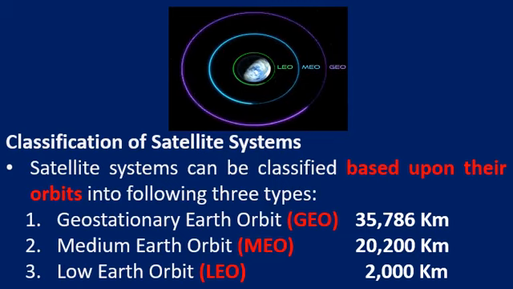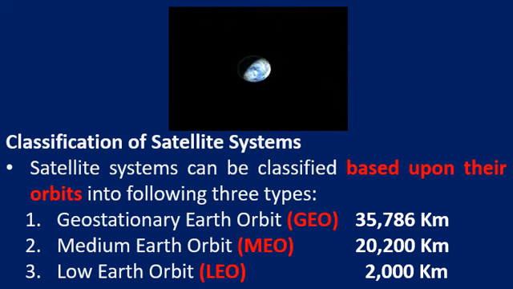Satellite systems can be classified based upon their orbit into the following three types: geostationary earth orbit, second one is medium earth orbit, and low earth orbit.